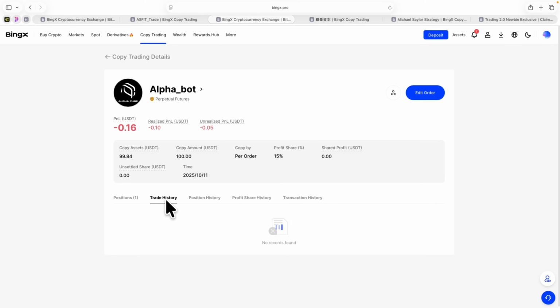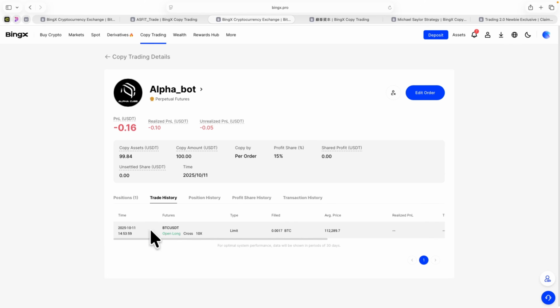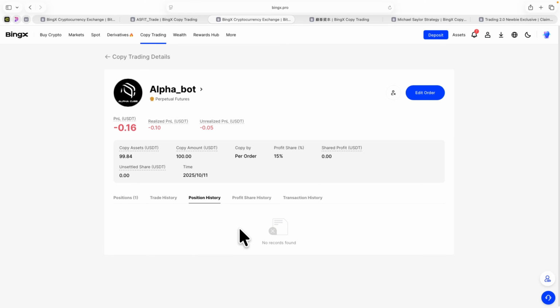If you come here to trade history, you'll see all the trades you've taken. So this is the trade I'm currently taking right now. And if you come here to position history, you will not see anything because I've not taken anything. If you come here to profit share history, I've also not shared any profit for now.